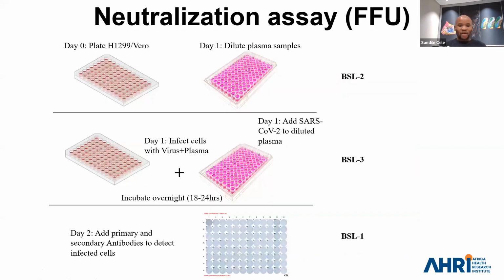Okay, enough about that. Now we had viruses and plasma samples to work with. So what next then? So we ran neutralization assays. This assay is done to assess antibody ability to bind to SARS-CoV-2 and prevent infection. These kinds of experiments or assays are used to determine vaccine efficacy. So we use either a human cell line H1299 or a Vero E6, which is a monkey cell line.